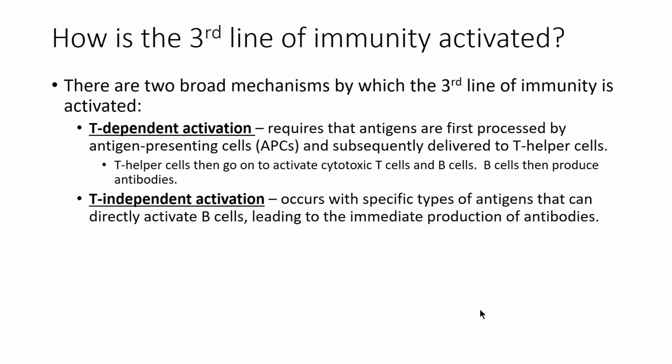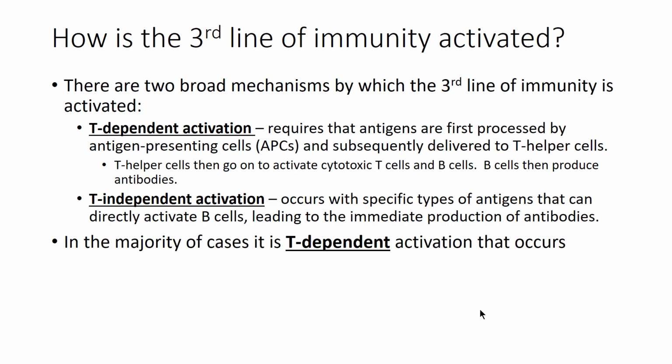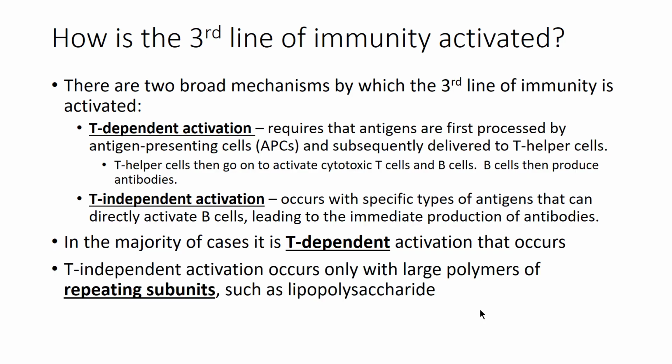A less common but still relevant mechanism is called T-independent activation. And this occurs when certain types of antigens can bypass the antigen-presenting cells and directly stimulate B cells, which then go on to produce antibodies. There's only certain types of antigens that do this, but when it happens, it's still relevant. As I mentioned, in most cases, you have T-dependent activation. T-independent activation occurs with certain types of large polymers, things like polysaccharides, for example, with lots of repeating subunits. Another example besides general polysaccharides is the molecule lipopolysaccharide, or LPS.